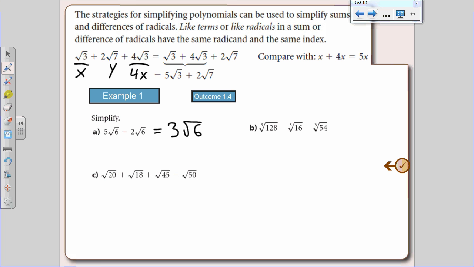Meaning 2 cubed is equal to 8. 3 cubed is equal to 27. 4 cubed is equal to 64. And that should be as far as we need to go. Look at this first one. 128 breaks up into 64 and 2. The cube root of 64 is 4. So the cube root of 128 can change to be 4 times the cube root of 2.